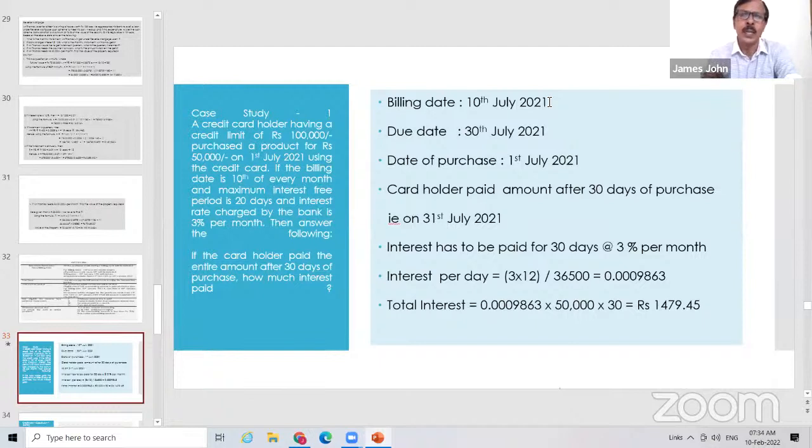Therefore, see, the due date they will give you. That means if the 25th is the due date, he has to make the payment on the 25th. If it is 30th, he has to make the payment on 30th of July. You need not calculate.